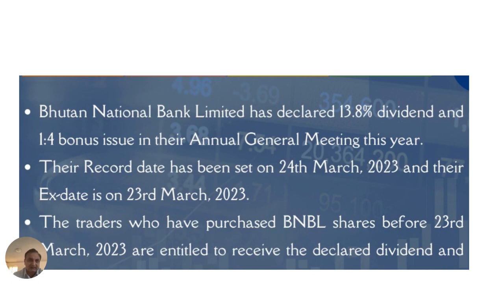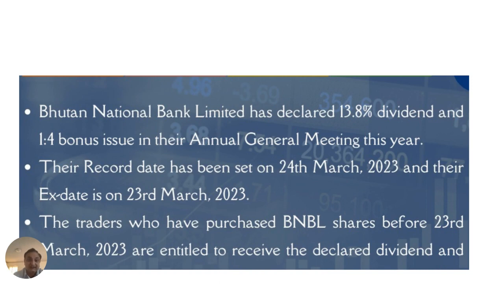So they have given an example. BNB has this time declared a dividend of 13.8% on face value 10, and a bonus of 1:4, meaning for every 4 shares held, you'll get one bonus share. Now what do they say? Record date is 24th March. So if the record date is 24th March, the share has to be in your name on 24th March to get this 13.8% dividend and 1:4 bonus.